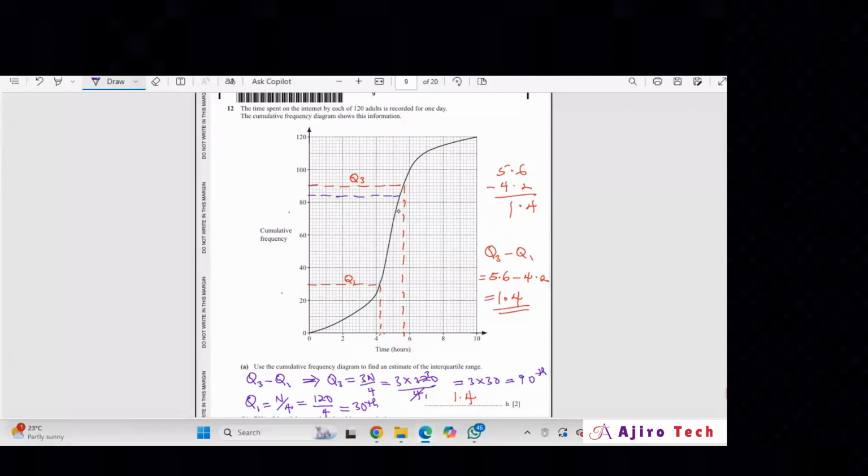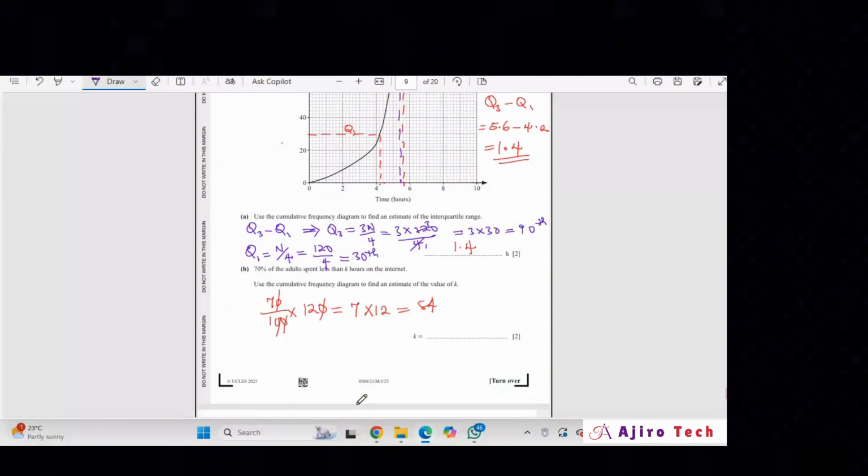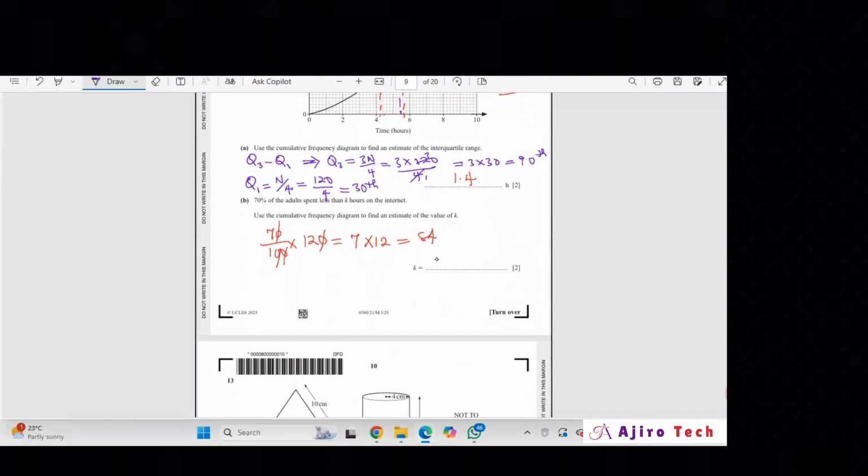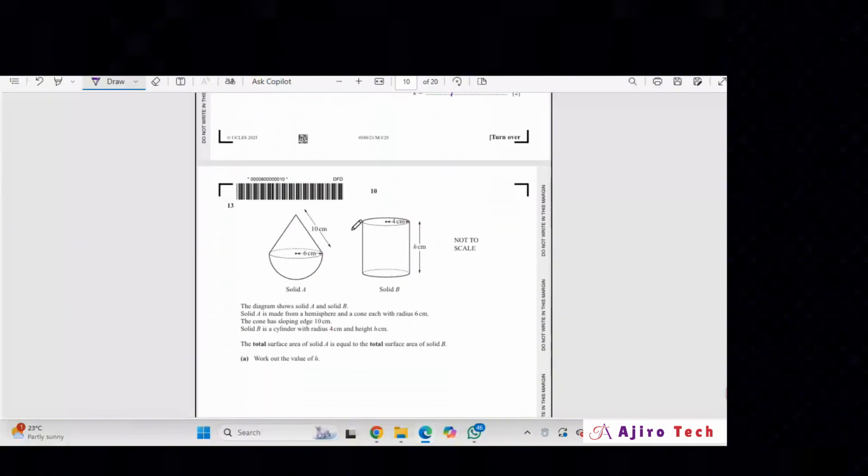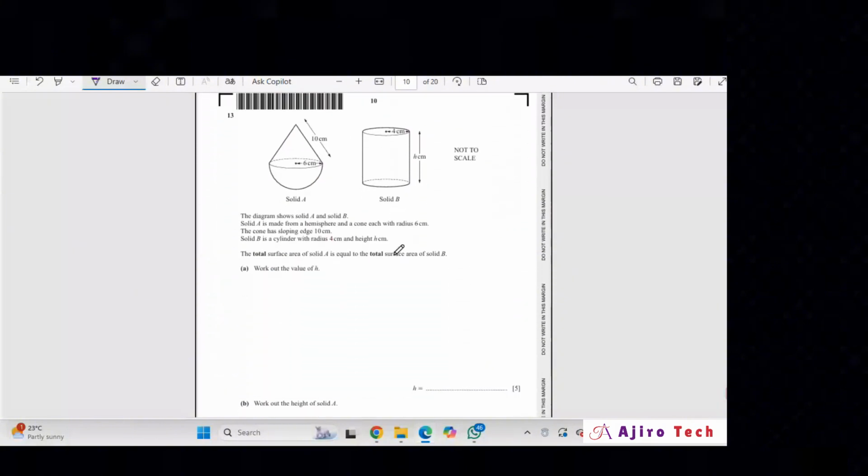Immediately it's touching the curve, trace it down. Trace it down like this. So here is 5, 5.2, 5.4. That means it is going to give us 5.4. That is the value we're looking for. Any question, please? When you look at this, you will agree with me that the question is simple and as short as anything. All right, so let's look at this one now.